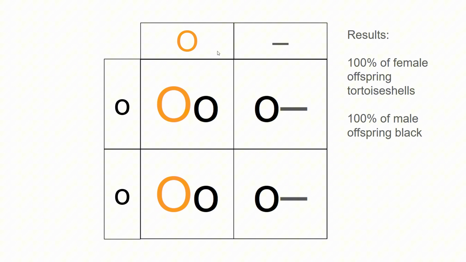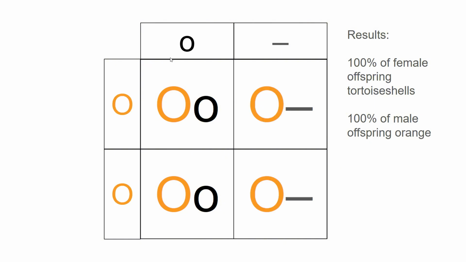Here's some examples. So if a male orange cat and a female non-orange cat have offspring, then all of the female offspring will be tortoiseshells and all of the male offspring will be black, because they can only inherit one gene from their mom, because they need to still, if they're male, then they can't inherit two copies of the gene.